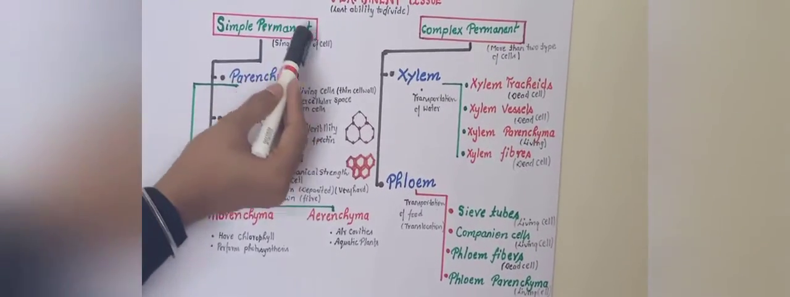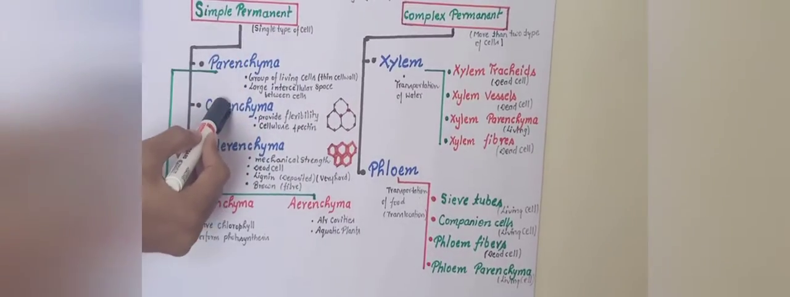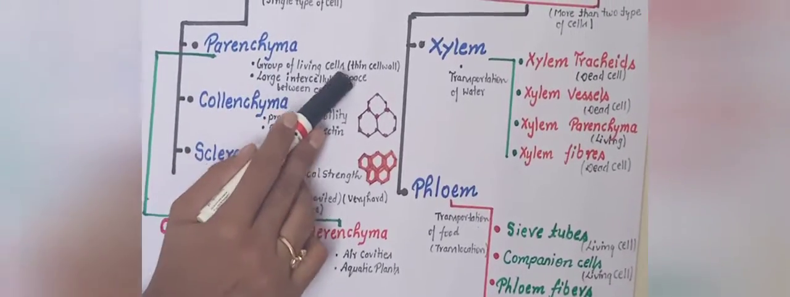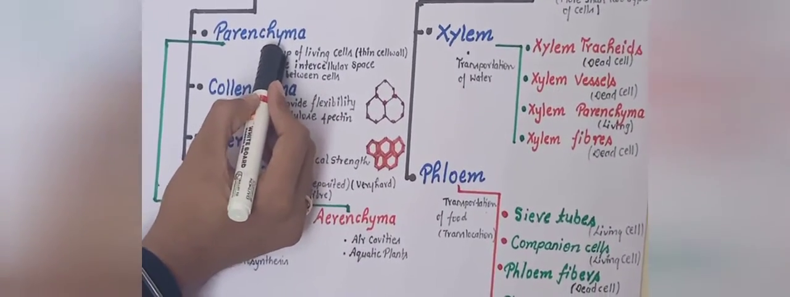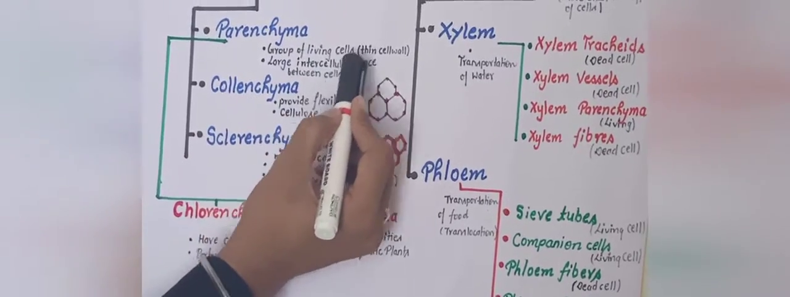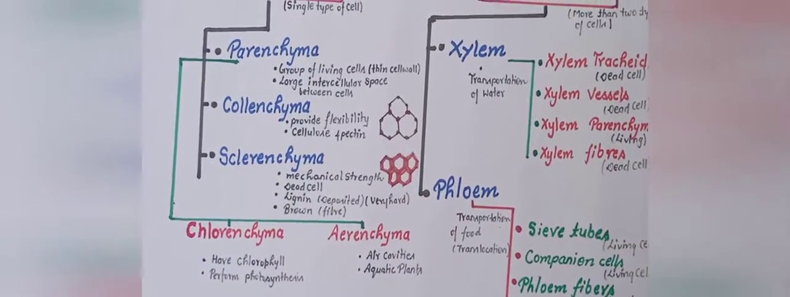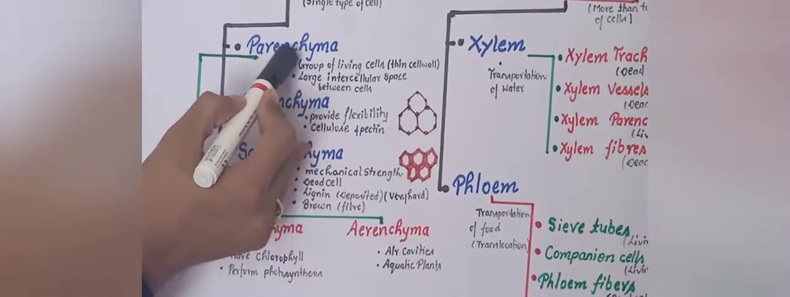Simple permanent is made up of three types of tissues: parenchyma, collenchyma and sclerenchyma. Number one is parenchyma. Parenchyma is the group of living cells. It is living, so it has a thin cell wall. But between the cells of parenchyma, a large intercellular space is present, right? Parenchyma is also made up of two types of cell, chlorenchyma and aerenchyma.